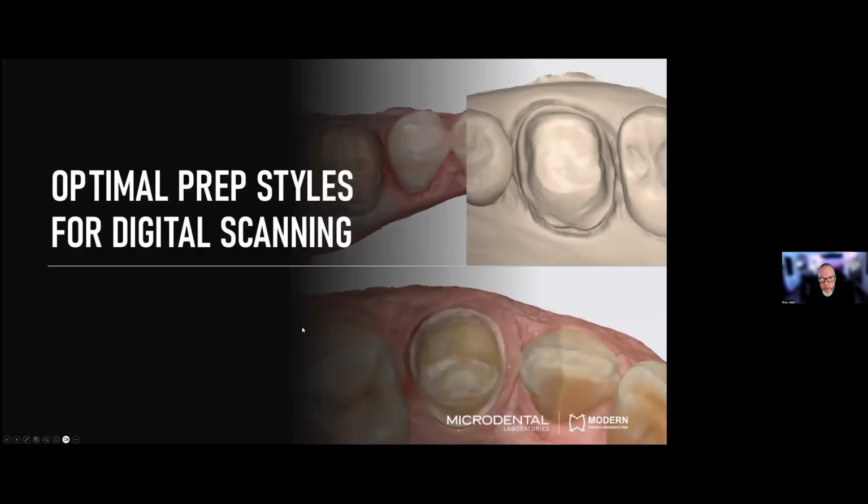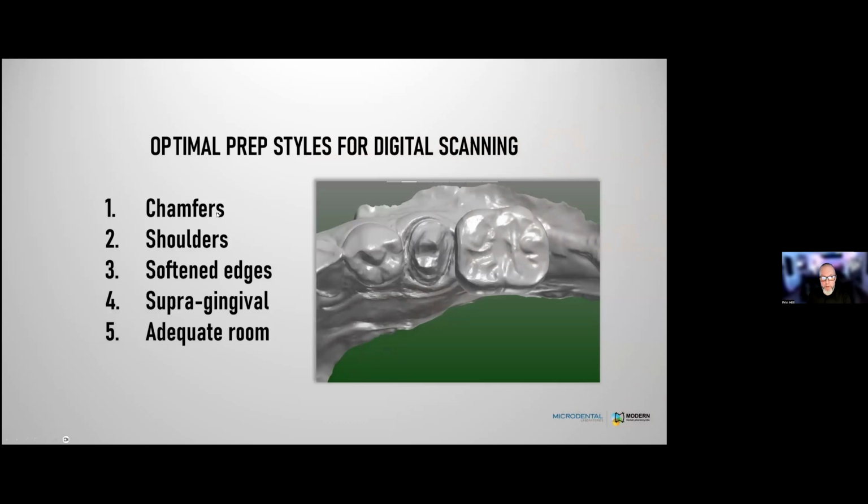Optimal prep styles, of course. Chamfers and shoulders are always number one, and I say that for various reasons. Chamfers and shoulders will be best for virtually every scenario if you're going to use intraoral scanners. And the reason why is that on almost every scenario where you're taking an intraoral scan, these cases are going to go to the lab. These guys are going to be designing digitally. Those cases are going to then go to the milling center. The milling center is going to have to use milling machines, of course, to mill these out.